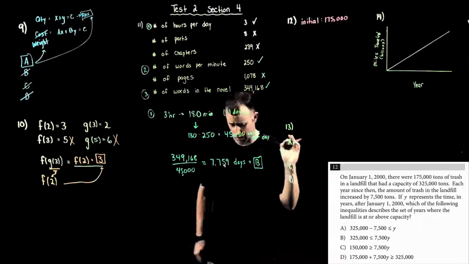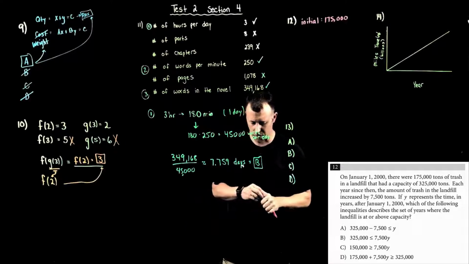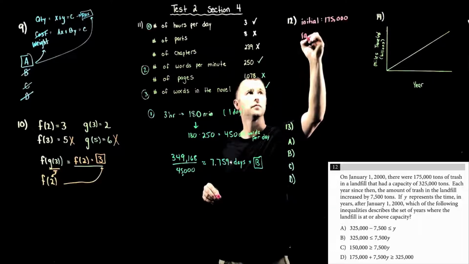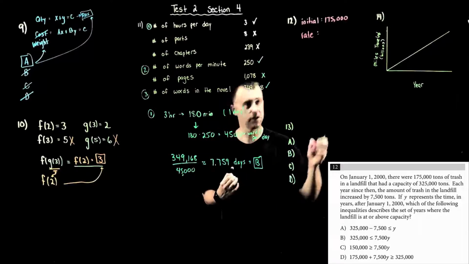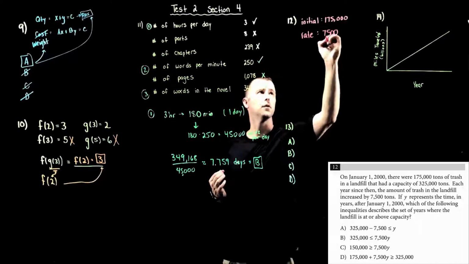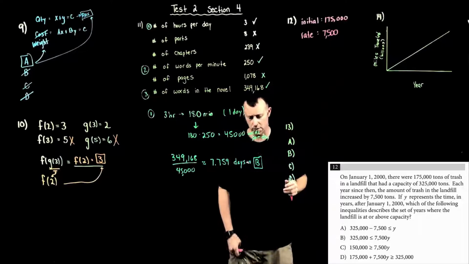Each year, so that word each is going to be important. Each year since then, the amount of trash in the landfill has increased by 7,500 tons. So my rate, the number I'm going to multiply here, is 7,500. So it's a positive. So I have a rate and an initial value.